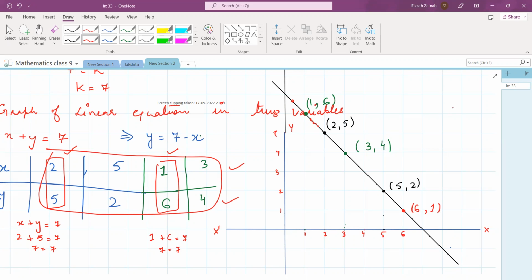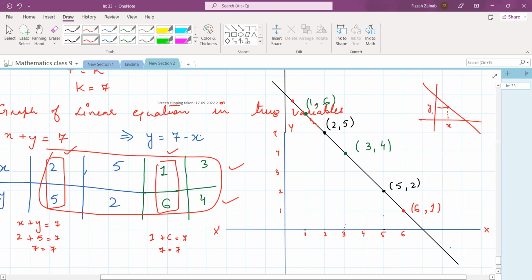For example, only just a line is given. There is nothing else given. That's it. How will you find the solution? No problem. You choose a point here, right? And you see what is the corresponding value of x and what is the corresponding value of y. So that combination is the solution of this equation. Got it? Yes, ma'am. Okay.